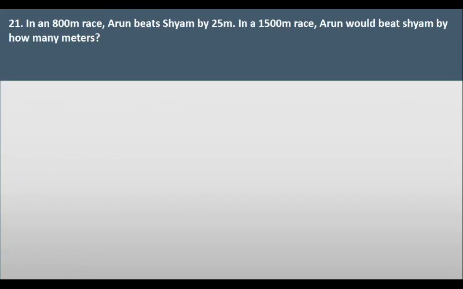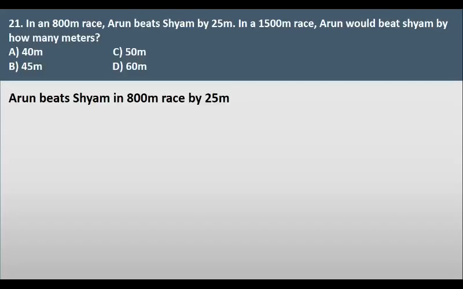In an 800 meter race, Arun beats Shyam by 25 meters. In a 1600 meter race, Arun would beat Shyam by how many meters? And the options are A 40 meters, B 45 meters, C 50 meters and D 60 meters. This is a very simple multiplication problem. It is given that Arun beats Shyam in the 800 meter race by 25 meters. So in 1600 meter race, let's assume that Arun beats Shyam by X meters.